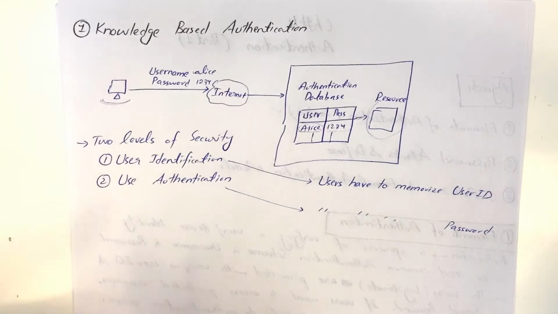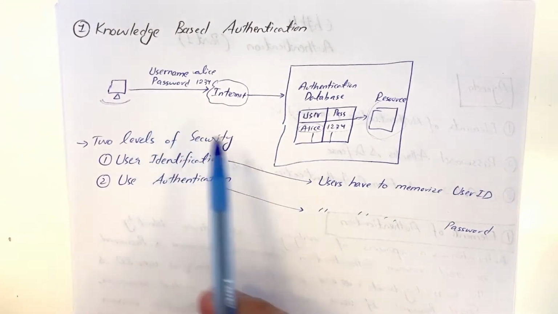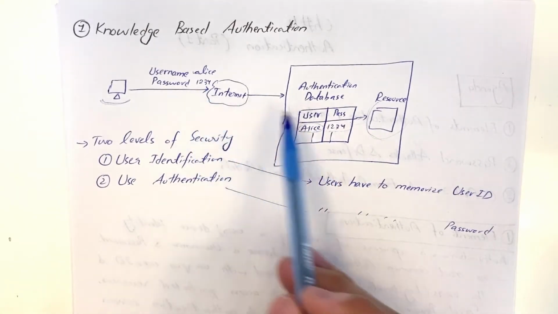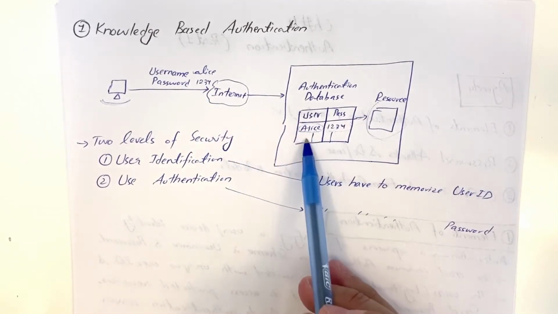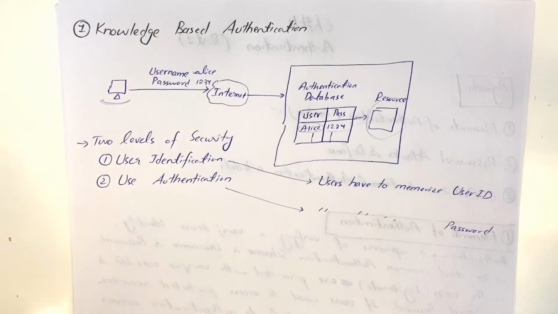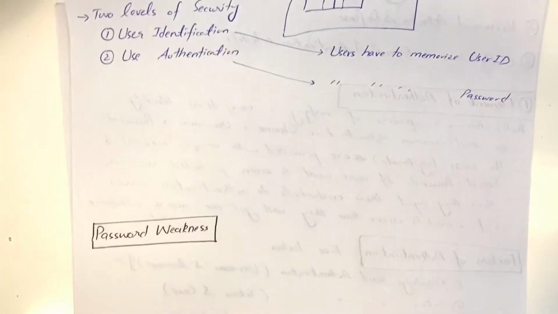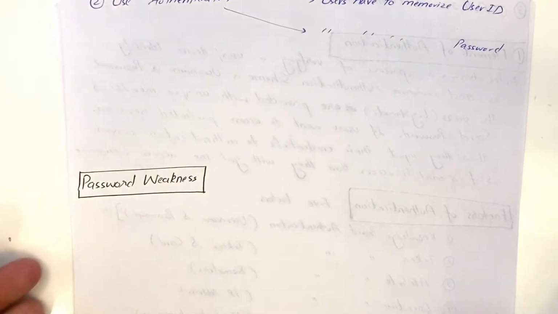A very simple process that we discussed. Username and password, this combination goes to the authentication database. If a match occurs, the user can access, otherwise not. That's knowledge-based authentication. So the user has to memorize something to prove their authentication.